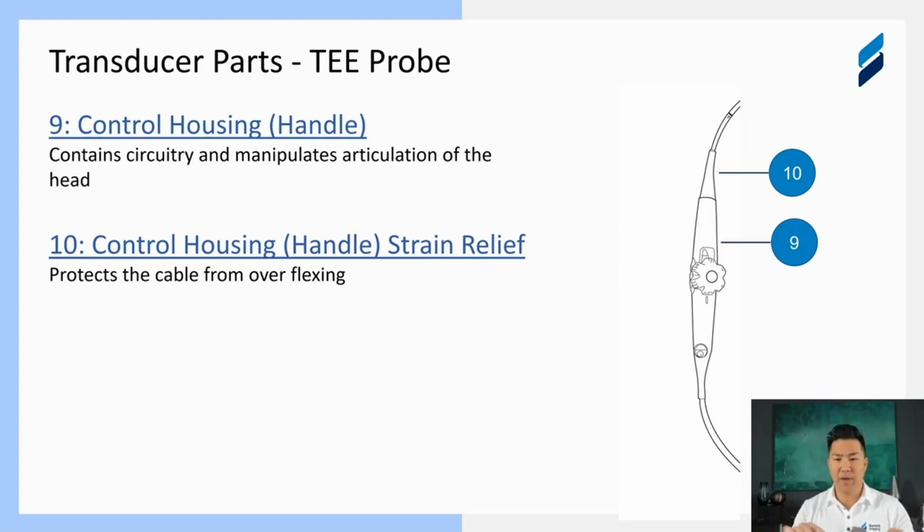And then the control housing strain relief, kind of touched on this before, but there's a black strain relief here. And this is something that doesn't fail often, nothing too much to worry about, but just preventing the overflexing of all the articulation cables and all the fine microcoaxial lines on the inside of the insertion tube.